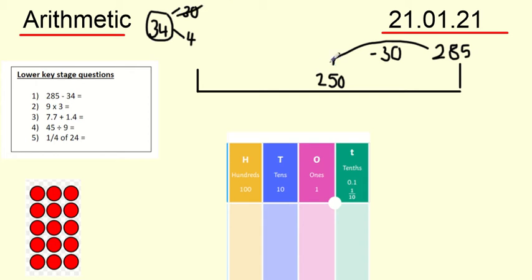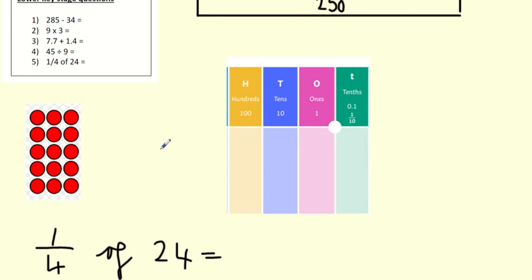Now I'm going to subtract the last part, which is 4. 250 subtract 4 is 246. So hopefully you've got that one right today and you can give that a neat little tick in your book. Okay, number 2 then is 9 multiplied by 3, or 9 lots of 3.